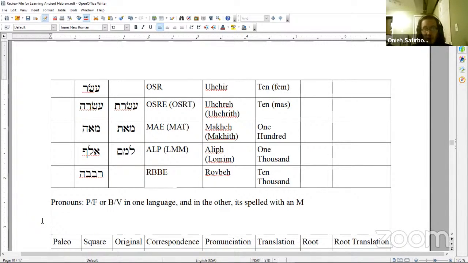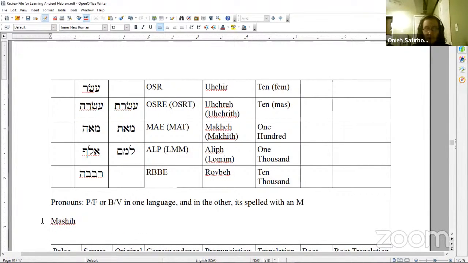So what we have is the word for anoint, an oil, in Hebrew is masha, and in Akkadian it's pashish.